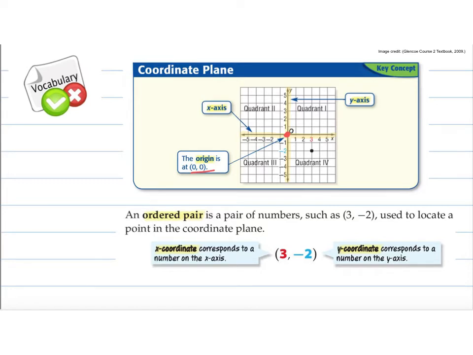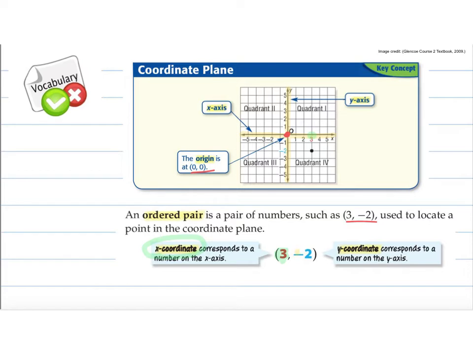Next, an ordered pair is a pair of numbers, such as 3, -2, that we would use to locate a point in the coordinate plane. So we could find this point based on those numbers. Now, the really important part about these ordered pairs is knowing what the numbers represent. The first number that's listed is always the x-coordinate, and that corresponds to the number on the x-axis. So 3 for the x-coordinate would tell us that we are here, 3 on our x-axis.